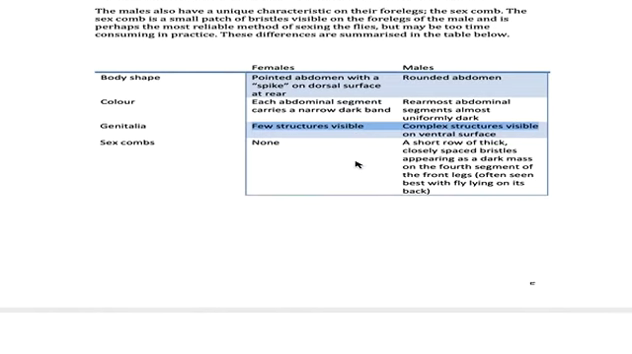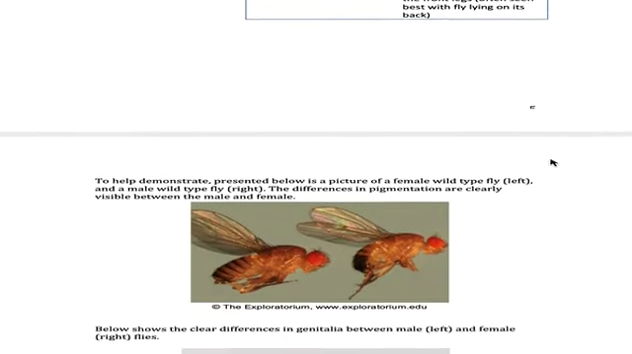Males also have sex combs, so a row of short, thick bristles that appear as a dark mass on the fourth segment of the front leg. So you see them on the legs of the fly, and they're fairly remarkable. Like, you'll definitely notice them.